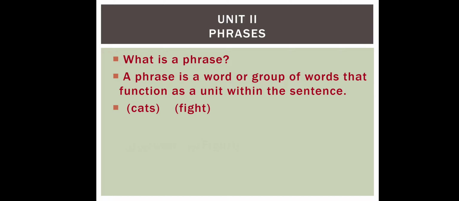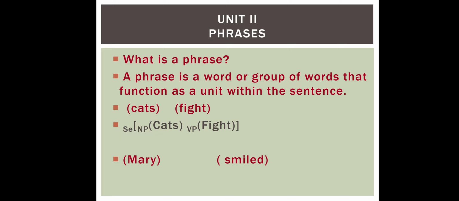Now look at the example. Cats fight. So in this example there are two phrases. One of them is cats, another is fight. Cats is a noun phrase and it functions as subject in this particular example. Fight is a verb phrase and it functions as predicator in this example.